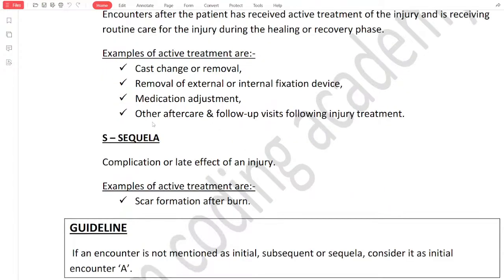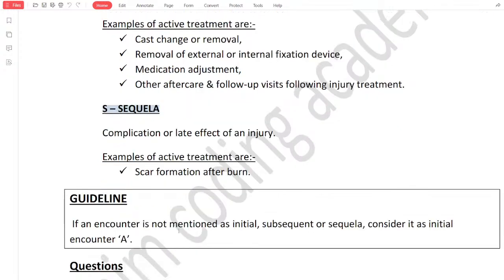And S is for sequela, complication or late effect. Also important, it is repeated in CPC. Late effect. What do you mean by sequela? Sequela is a late effect of an injury or complication. For example, scar formation after a burn. This type of condition is called sequela.